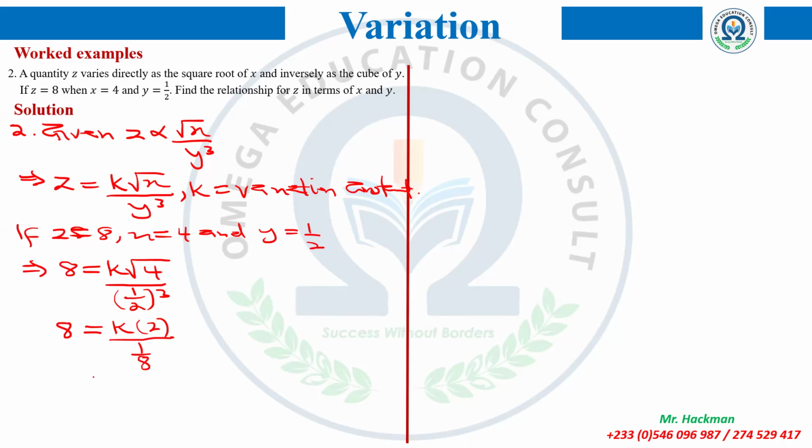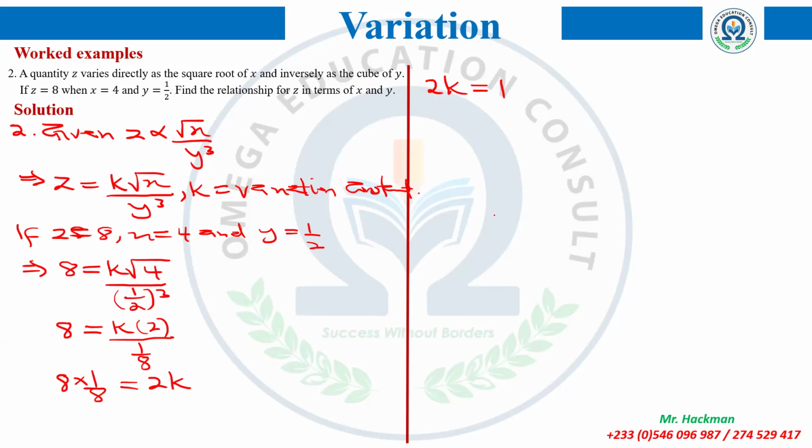Okay, so in effect, somebody can say let me clear the fraction. If you are clearing the fraction, then it will be 8 times 1 over 8 is equal to 2 times k, which is 2k. So this will also cancel that. So we are going to get 2k to be equal to 1. Do you agree?